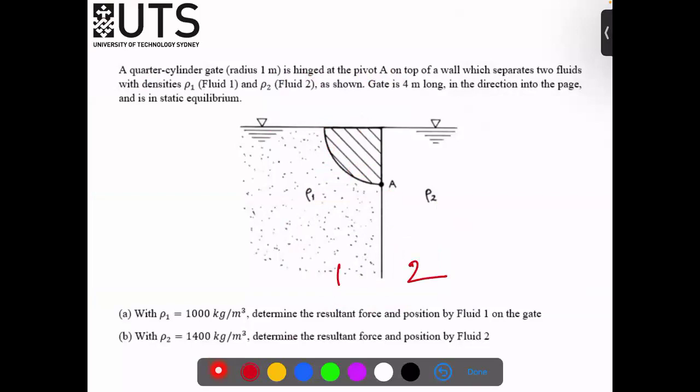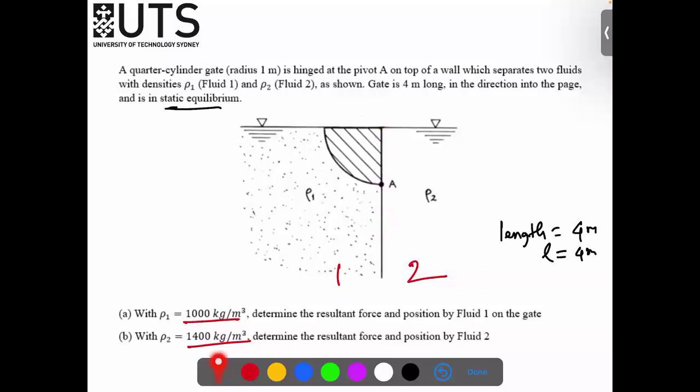The first fluid density is given as 1000. The second fluid density is given as 1400. The gate is 4 meters long, so we can write the length L equal to 4 meters. And it is directed onto the base. It is in the static equilibrium condition.